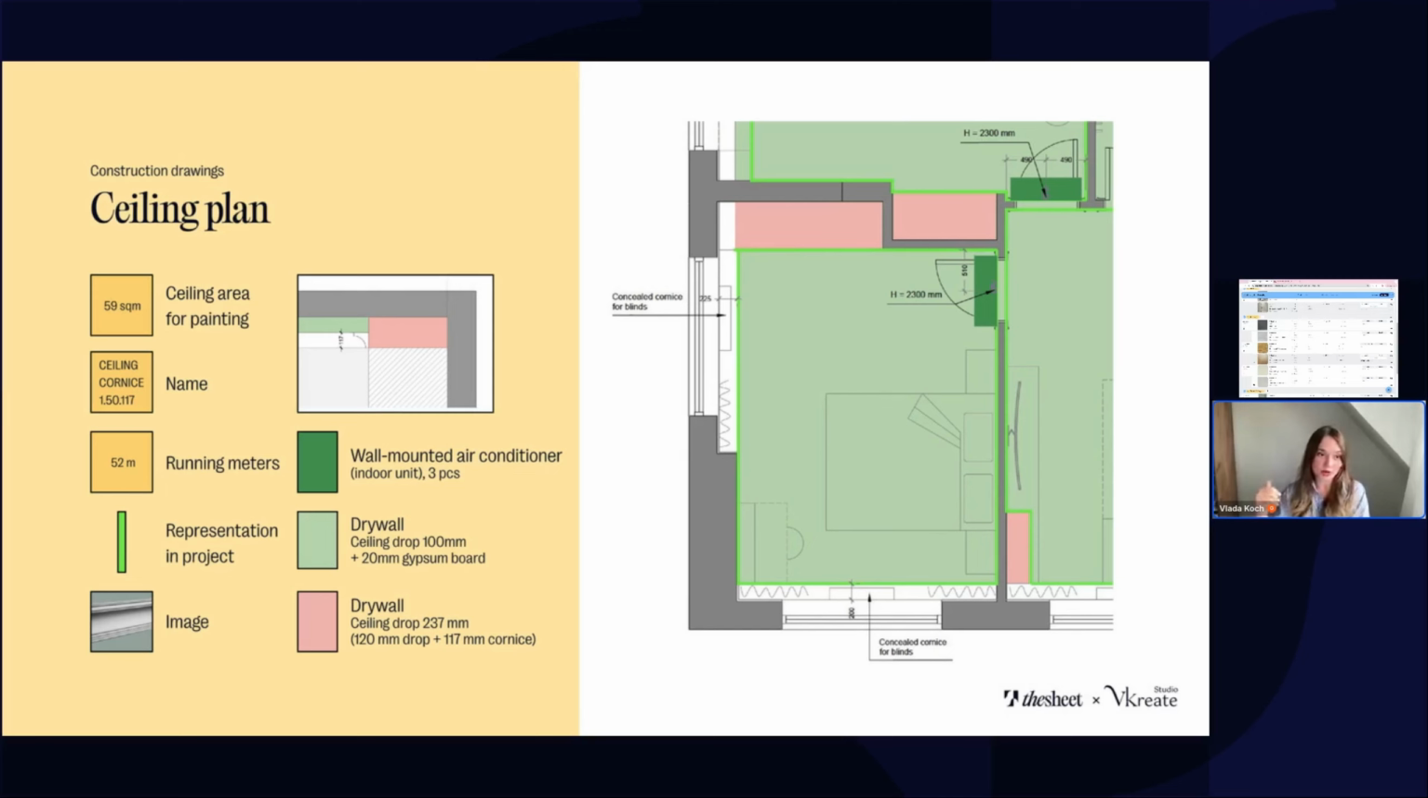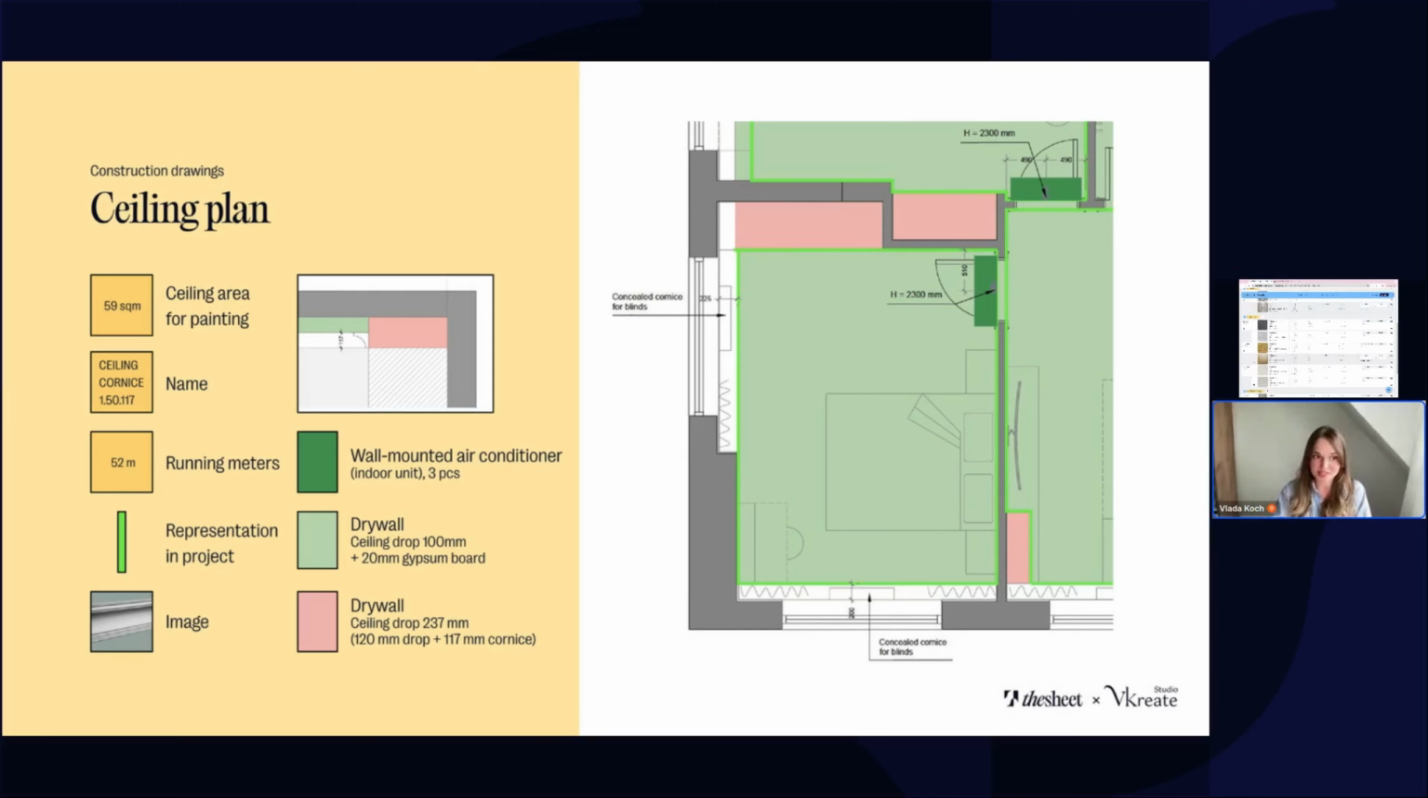Then what I also specify in the ceiling plan is the ceiling cornice. And I always put the name, I always put the link to the actual one that I choose, and running meters. And here you have to be careful, it's not square meters, of course, it's not an area of the ceiling cornice, it's a running meter. And typically you would use one ceiling cornice throughout all of your projects. So I specify it not only for the bedroom, but of course for the whole project, for the whole apartment.